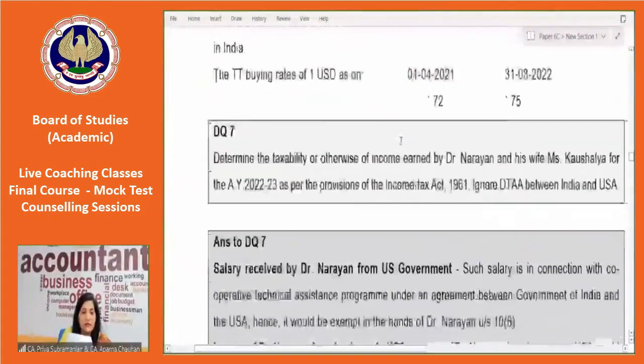Based on these facts, one descriptive question is being asked. Determine the taxability or otherwise of income earned by Dr. Narayan and his wife, Ms. Kaushalya, for assessment year 2022-23 as per the provisions of the Income Tax Act.